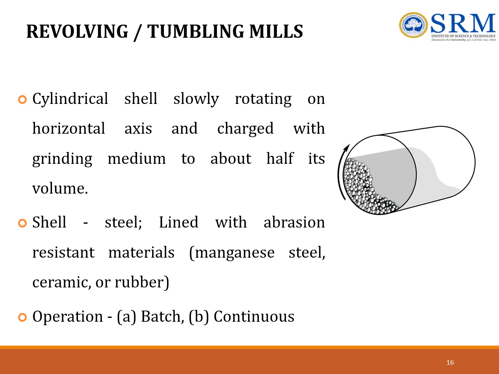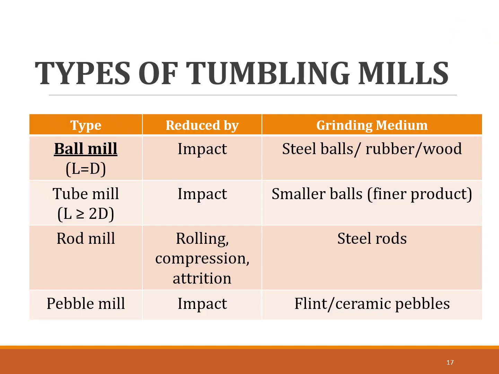So it has a cylindrical shell rotating on a horizontal axis. It is charged with the grinding medium to half of its volume. Mostly steel will be the outer shell, and it is lined with abrasion resistant materials like manganese steel, ceramic, rubber inside the cylinder. Operation can be batch or continuous.